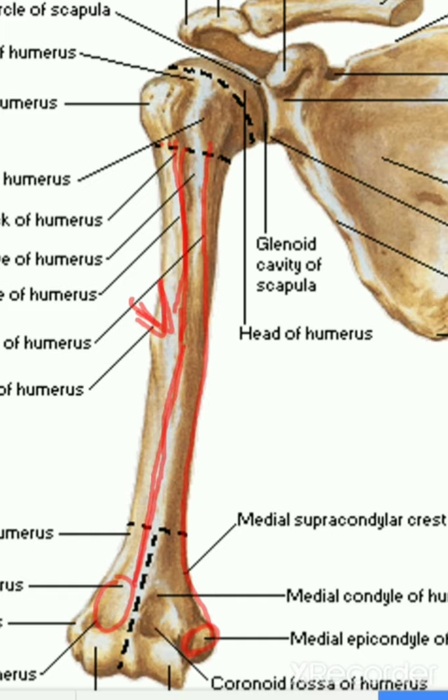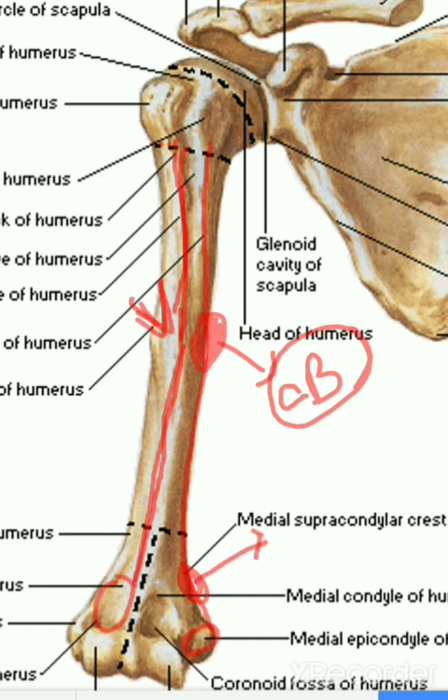In the middle part of the medial border, a muscle is attached, that is the coracobrachialis muscle. Insertion of the coracobrachialis muscle is in the middle part of the medial border. Then just above the medial epicondyle, this area gives rise to another muscle, that is the humeral head of the pronator teres.